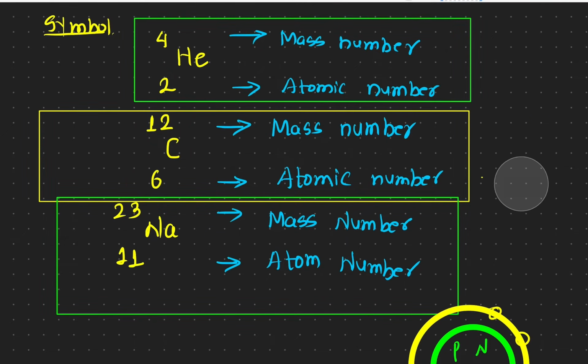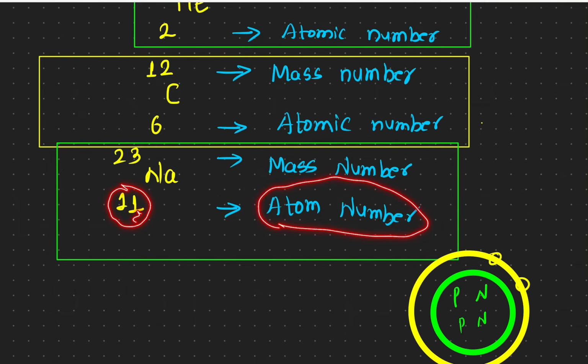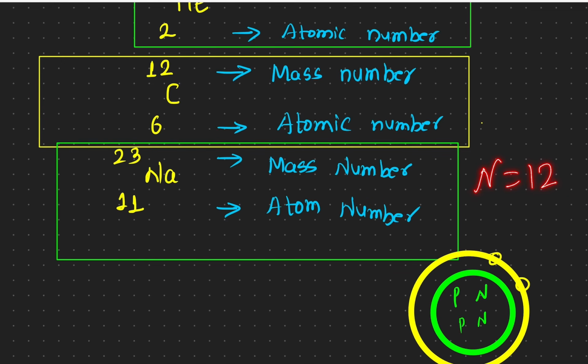Let's do another example. Sodium. What does the 11 mean? This 11 means the atomic number. And what does the atomic number tell you? It tells you the number of protons. What does this 23 tell you? The 23 tells you the number of protons plus number of neutrons. So how many neutrons will it have? The number of neutrons will be 23 minus 11, so the number of neutrons will be 12 in this case.